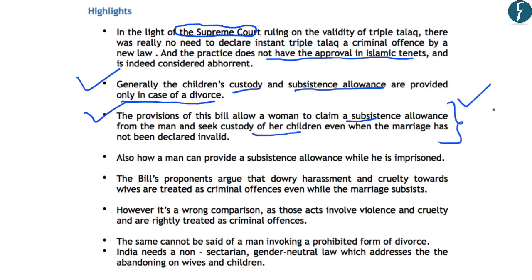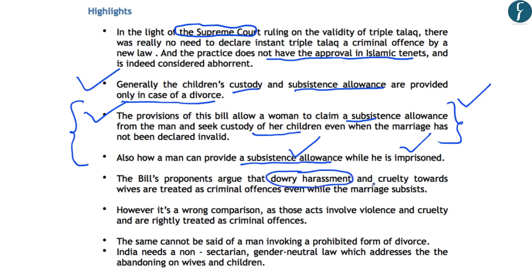Further, there are provisions for the arrest of a man who indulges in the practice of Triple Talaq. Now, how a man who is imprisoned can provide the subsistence allowance has been questioned by this editorial. This is because a man who has been imprisoned will generally not have any means of employment or source of earning. So, in such a scenario, how is it possible for that man to provide the subsistence allowance to the woman? Now, this is a unique situation where the marriage has not been annulled and the provisions for subsistence allowance and the custody of children have been provided.